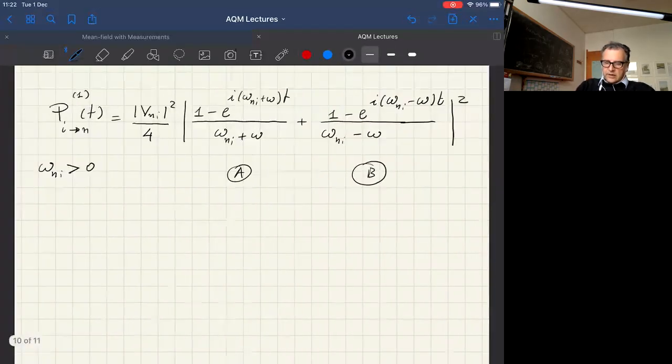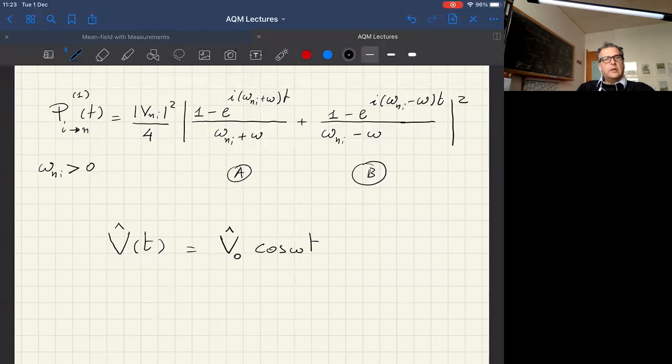Okay, sorry, I just write it here. Let's consider a perturbation which is time dependent, I call it V of t. This V of t is an operator which has some explicit time dependence. I'm considering the case in which V of t is some operator V0 and the time dependence is just periodic. It does not matter, it can be whatever.